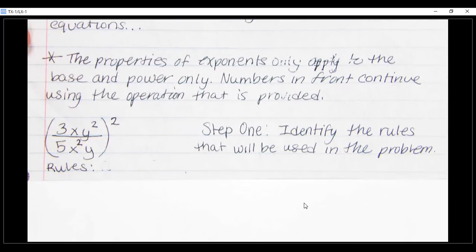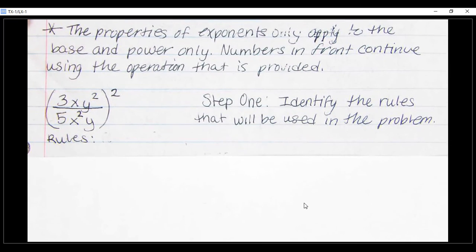Okay, here we go. So here's an example of a problem that you might see. It involves not only just one step, but in this particular problem, it actually uses 3 steps. So I have 3x y to the second over 5x to the second times y, and that's all to the second power. And your step 1 is to identify the rules that will be used in the problem. That is super important because if you don't know what you all need to do, then you're not going to be able to do everything.